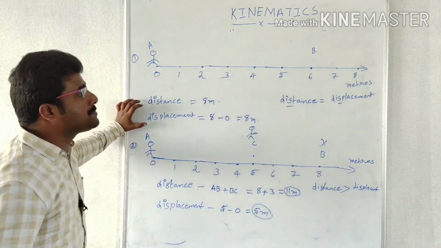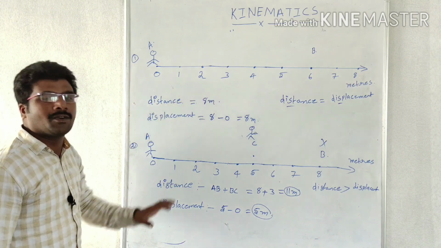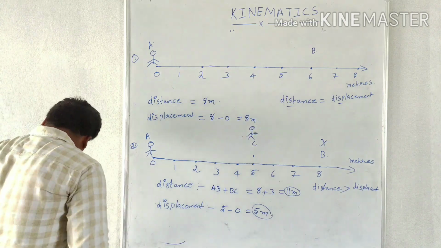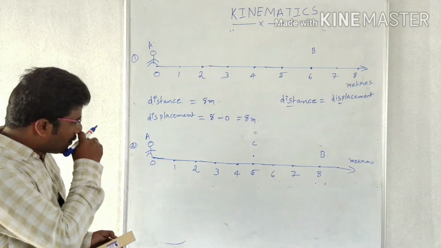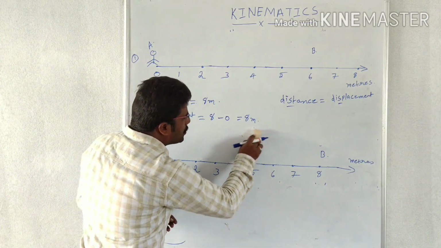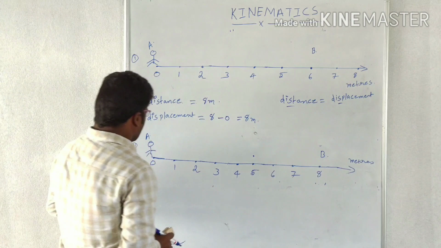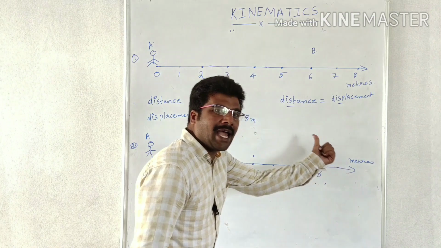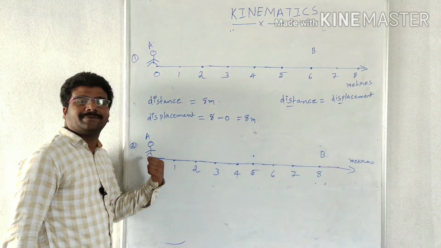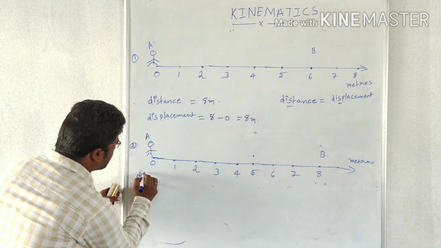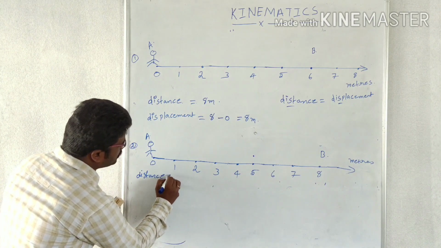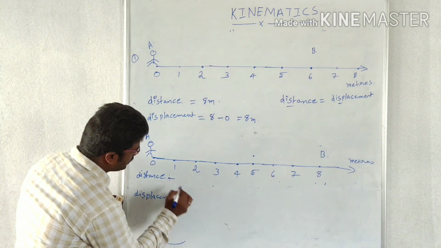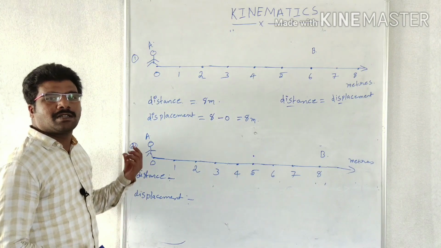In the earlier case, the distance and displacement are equal. Okay. In the same way, now we are going to do another problem. A person starts from A, reaches B, turns back and once again reaches A. Now tell me the distance and displacement. Okay, pause the video and try to do the answer.